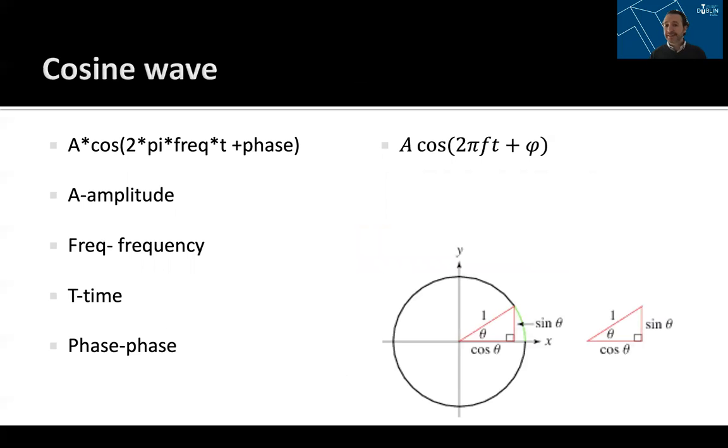The cosine is the exact same as a sine wave. We have amplitude, frequency, time, and phase. But with cosine, we start high, and then we go low and up and down. So that's why the y component is cos, x component is sine.